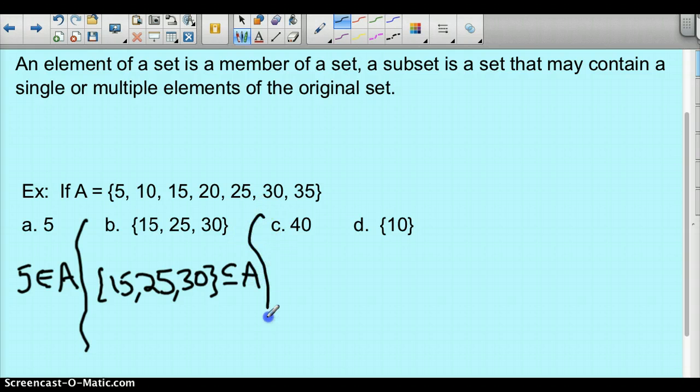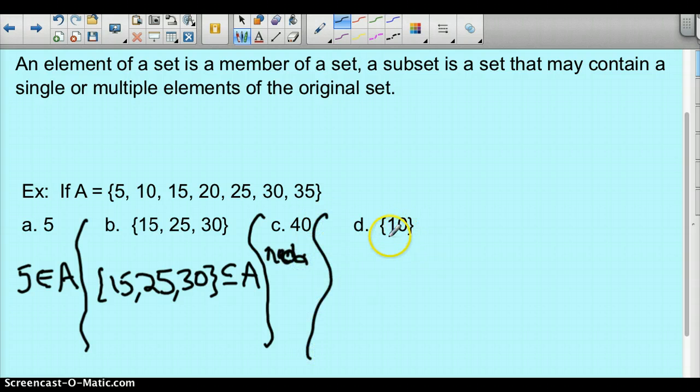Simple. Moving on to the next one, I look at 40. Now 40 is a single number, it doesn't have braces, therefore it must be just an element. So I look to see if it's an element of A. But 40 is not in A, so this is nothing right here. It is not an element, it is not a subset. We'll just write nada for nothing.